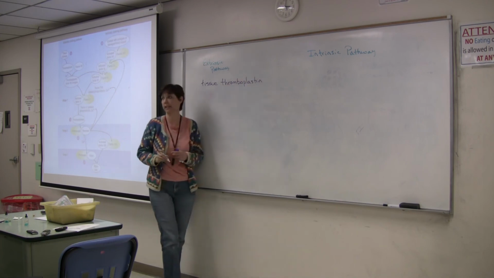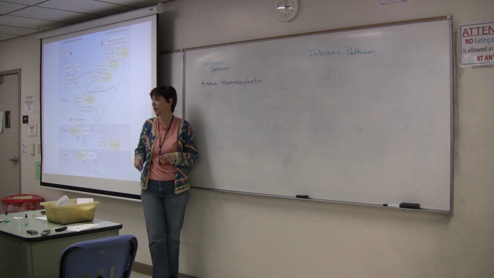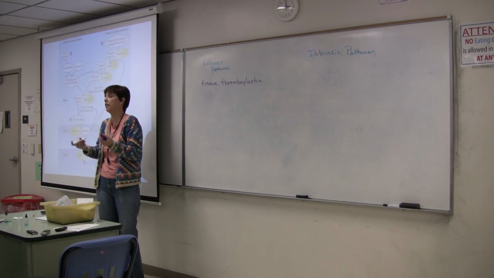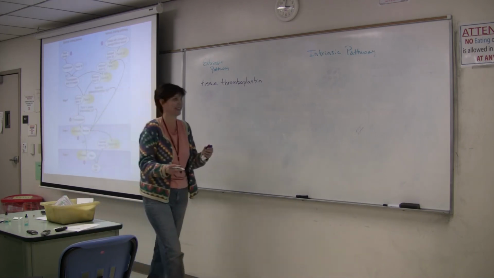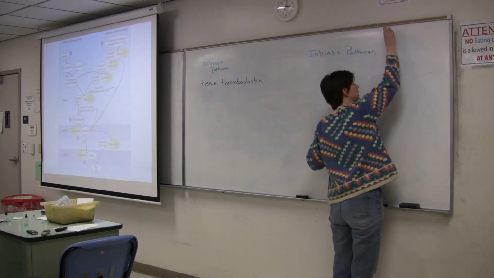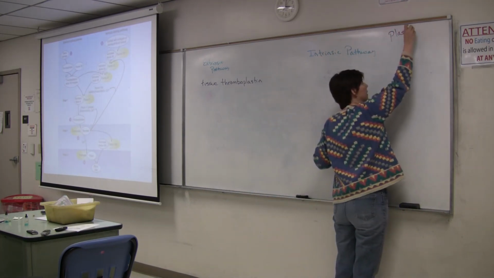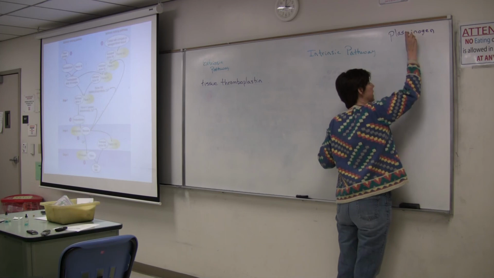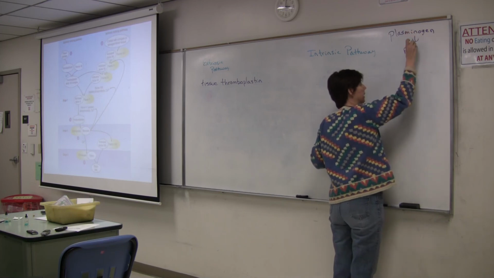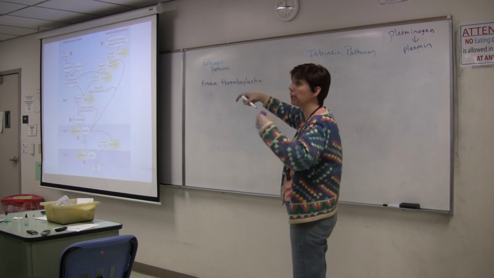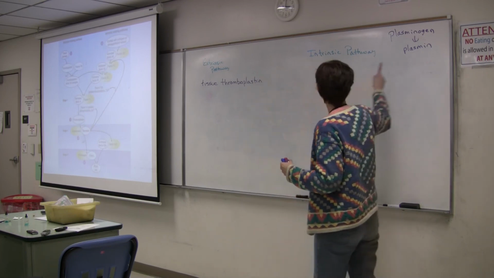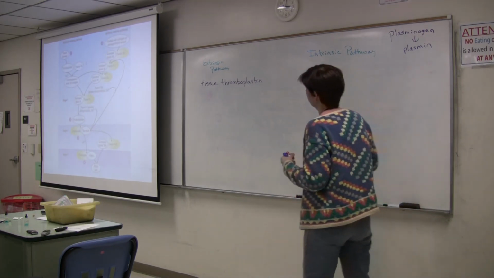And that's the extrinsic factor. That's what's released from the cells outside of the blood vessel wall. Not to be confused with another molecule identified as plasminogen, which gets converted to plasmin. That actually breaks down clots, okay? Thromboplastin triggers the clotting pathway. This breaks it down or prevents it from occurring.